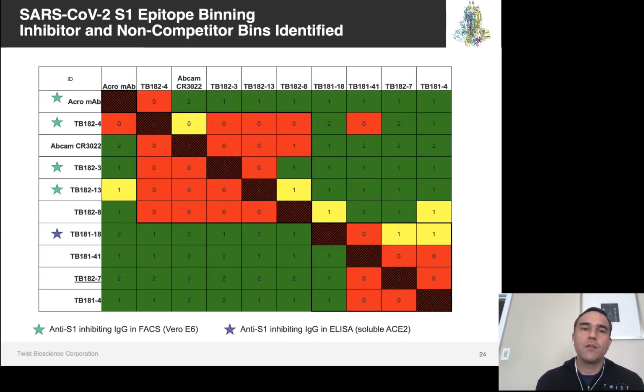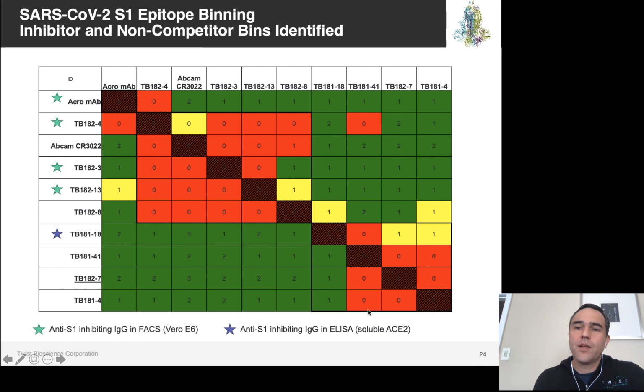When we dive in a little bit further into the epitopes that these antibodies bind to, we can see that they bind to several different epitopes on the S1 protein. So TB182-3 and 4 reside in this bin up here that has many of our potent inhibitors of the S1 ACE2 interaction. The Acro antibody, which is also neutralizing, sits in its own bin, and the TB182-4 antibody bridges the Acro antibody with that larger bin that includes TB182-3.